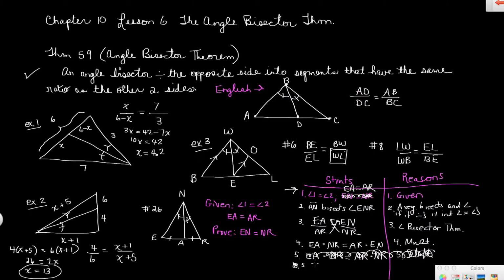So finally, we need to replace EA by AR. AR times NR equals AR times NR. And that's our substitution. And then finally, these NRs will cancel out and we'll get what we're trying to prove, and that will be division. So sorry that got so messy there.